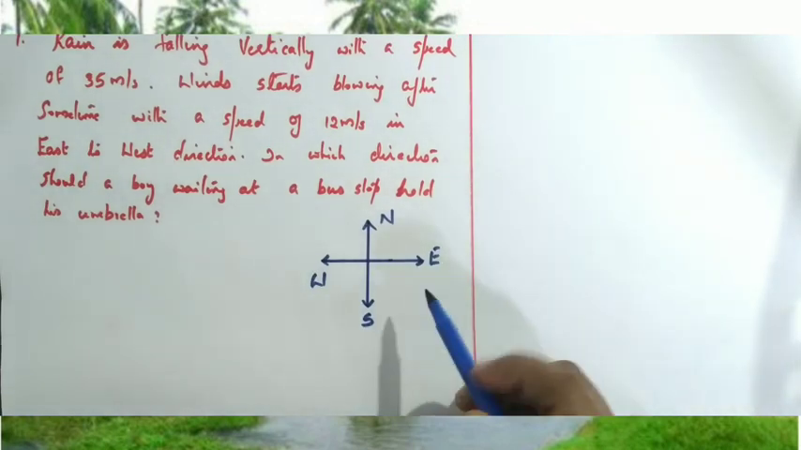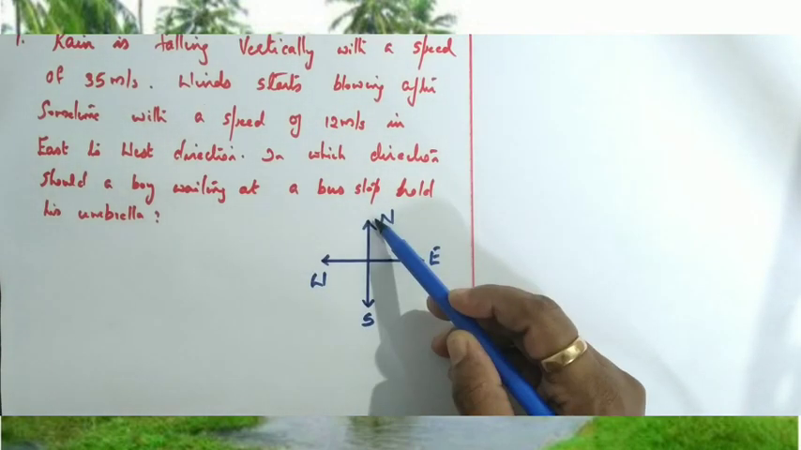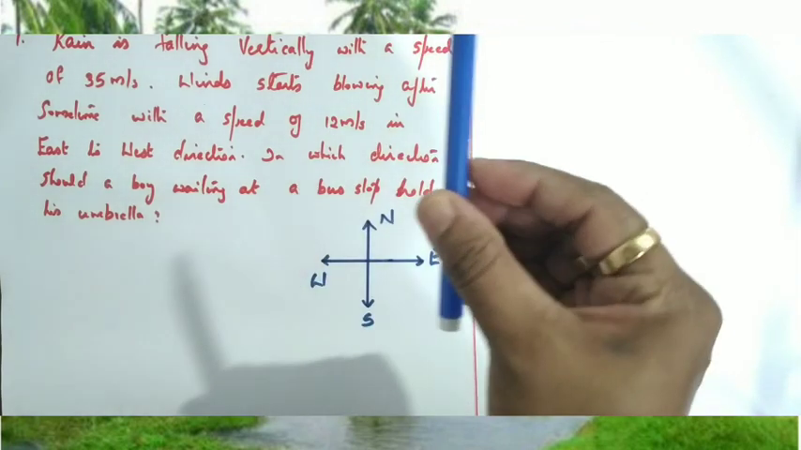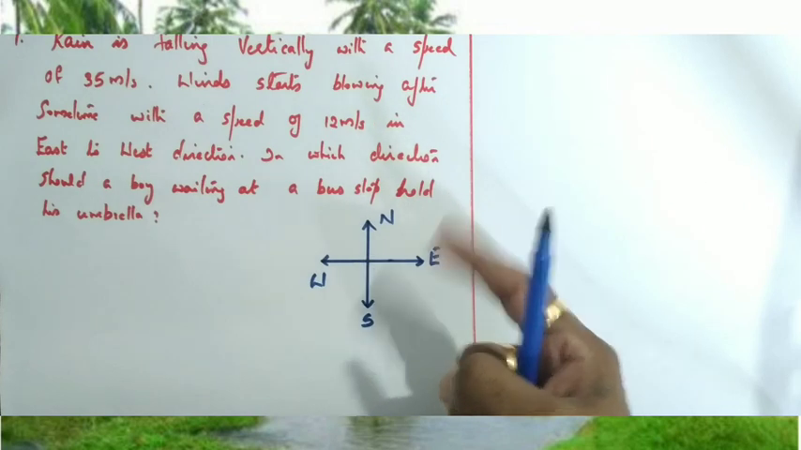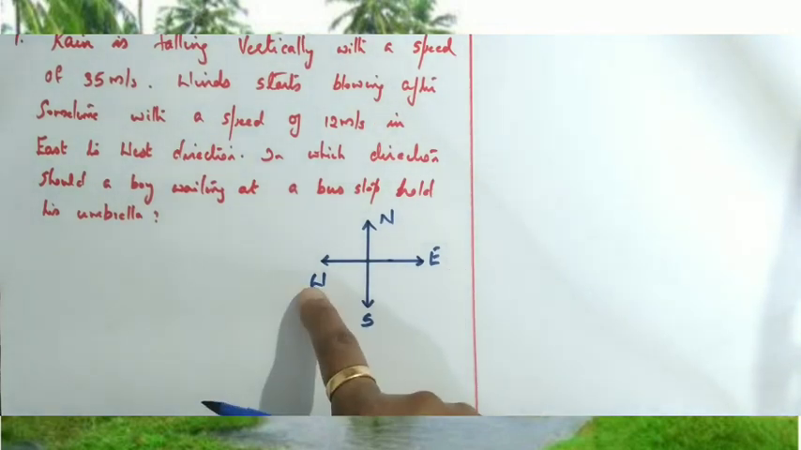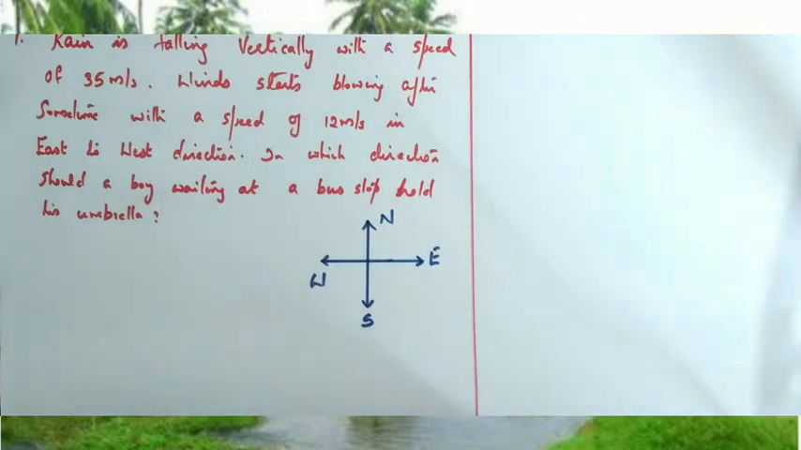Now, conventionally, these are the directions: north, south, east and west. North means in front of you. In front of you is considered north, then the back side is south, and then east and west. So, this is north, here this is south, this one is east, this one is west. This is the conventional direction.